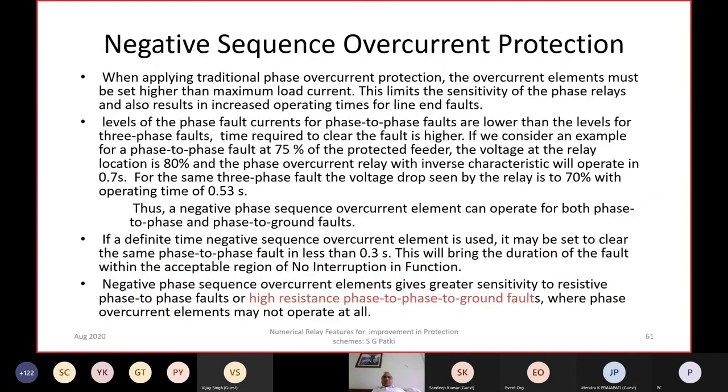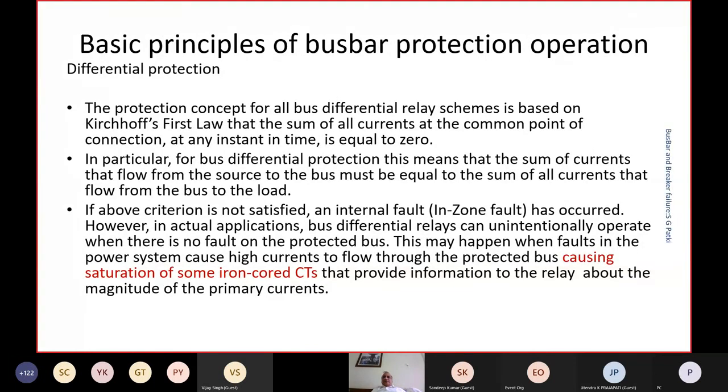Negative sequence overcurrent protection, partly we discussed yesterday, so will not repeat. Basically it's an unbalanced current detection. This gives negative sequence overheating on the generators. Busbar protection we'll talk about.